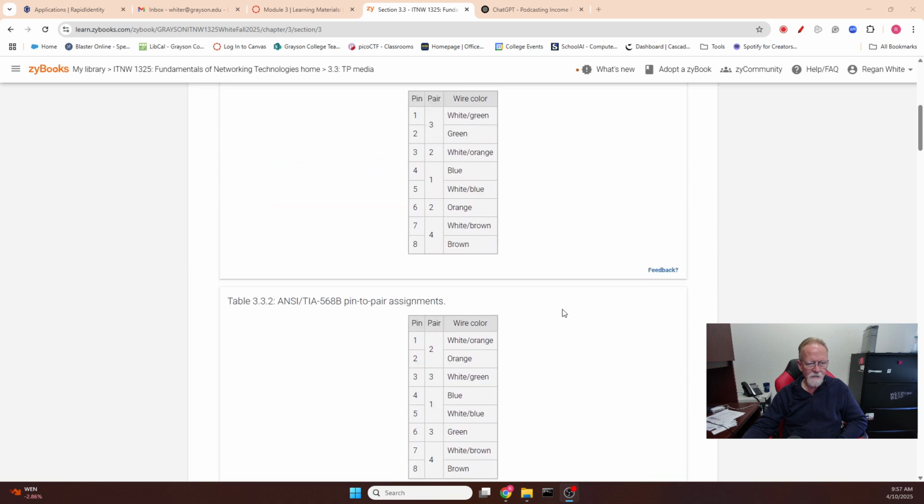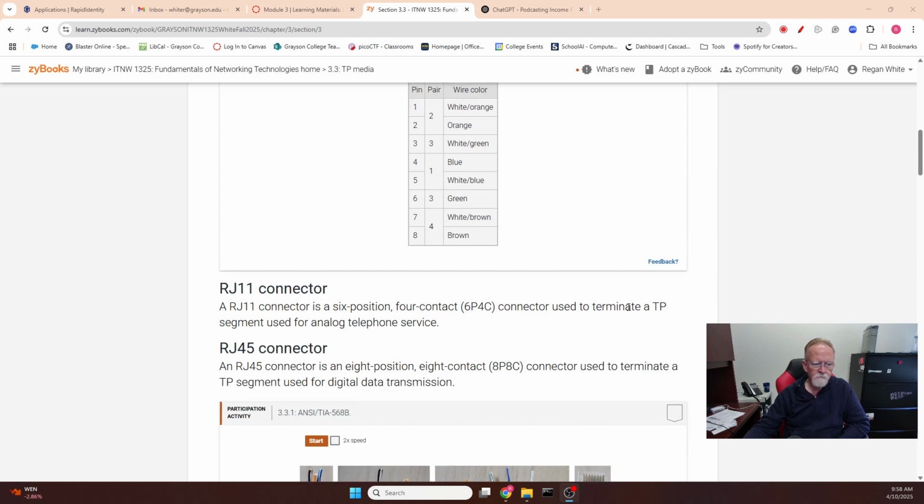You'll notice that between the two, the orange and the green switch places. And that is the only difference. But that creates, if you have this on one end and this on the other, a crossover cable that allows you to connect two computers without having a hub or a switch or anything like that.